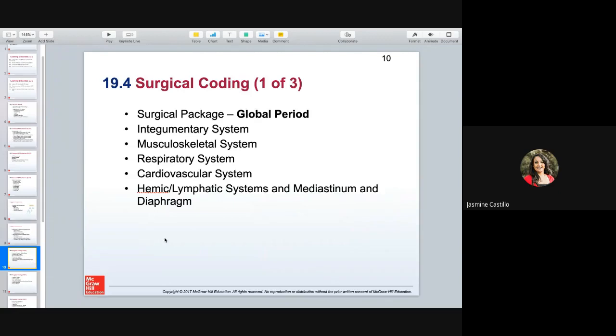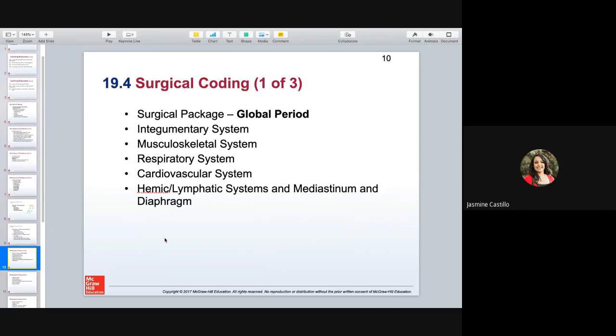Okay, this is something really interesting that you'll need to know with surgical coding. Anytime a surgery is performed, any follow-up or subsequent care after the surgery is included in what we call the surgical package or the global period. The global period is basically any type of follow-up care that is provided within a 90-day period after the surgery.